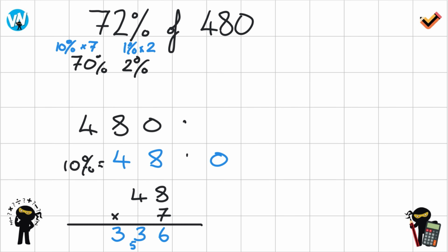So now we've got 70%. Again, we'll make a little note of that down here. So 70%. So I know what my 70% is. I just need to find my 2%. So again, if we've got 480, I can make a little note here.